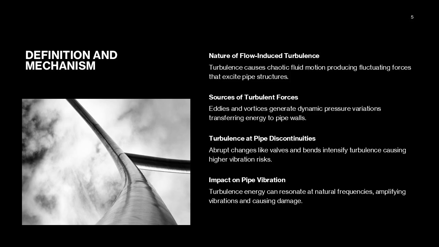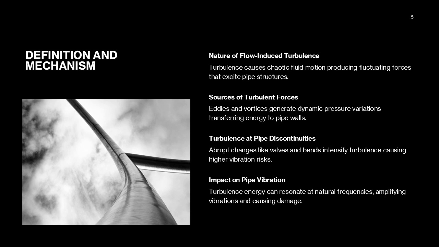Understanding flow-induced turbulence: definition and mechanism. Flow-induced turbulence refers to the chaotic and irregular fluid motion that occurs when fluid flows through piping systems, particularly at high velocities or near discontinuities. Turbulence generates fluctuating forces on the pipe walls, which act as broadband excitation sources. These forces originate from eddies and vortices within the fluid, creating dynamic pressure variations that transfer energy to the pipe structure. The severity of turbulence depends on factors such as Reynolds number, fluid properties, and system geometry.